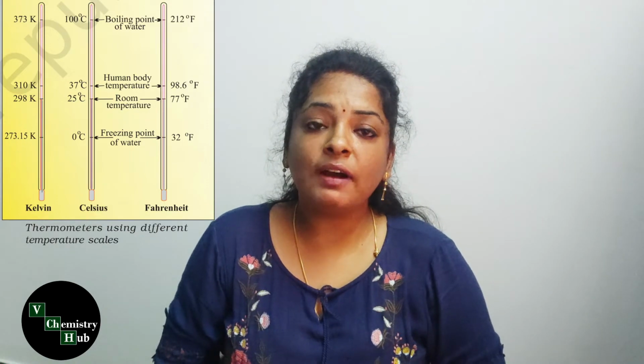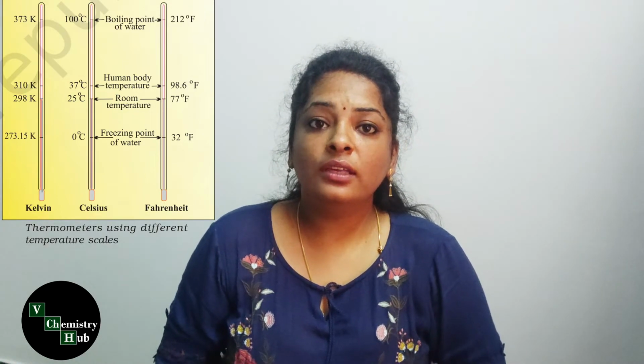Now let us discuss temperature. There are three common scales to measure temperature: degree Celsius, degree Fahrenheit, and Kelvin. Here Kelvin is the SI unit. Generally, thermometers with Celsius scale are calibrated from 0 to 100 degrees, where these two temperatures are the freezing point and boiling point of water. 0 is the freezing point of water and 100 is the boiling point of water.